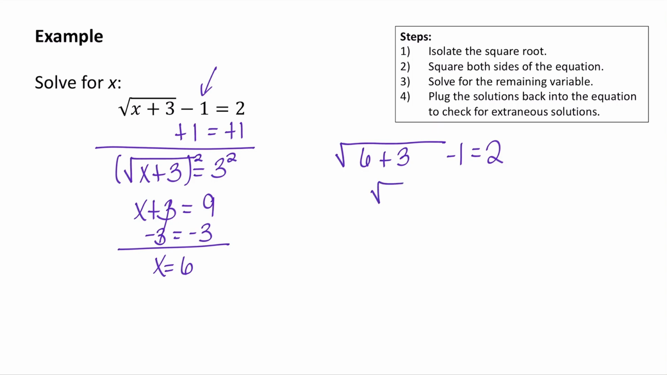So we have the square root of 9 minus 1 equals 2. The square root of 9 is 3. 3 minus 1 equals 2 is in fact true, so x equals 6 is the solution to this square root equation.